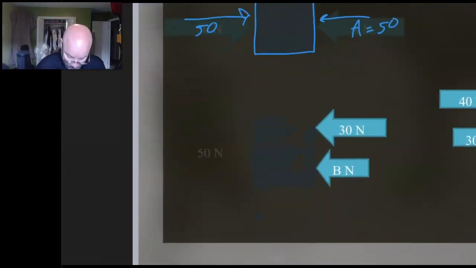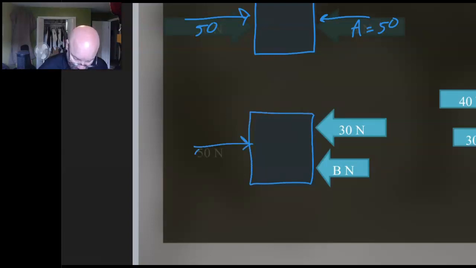Now there's one down here. Okay. It also has a 50 pushing here. And we can see we've got two forces pushing to the left. If one of them is 30, then the other one obviously is going to have to be a 20. Okay, so again, we get 50 one way and we get 50 to counter it.